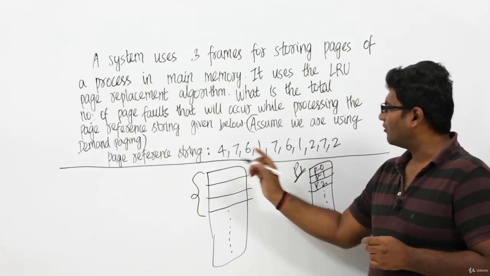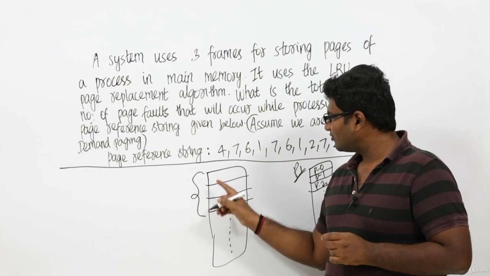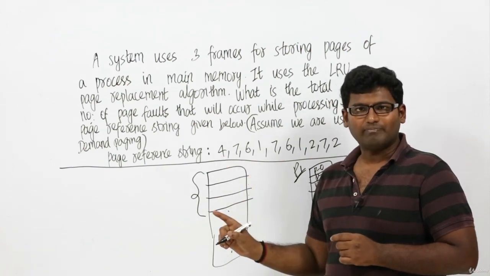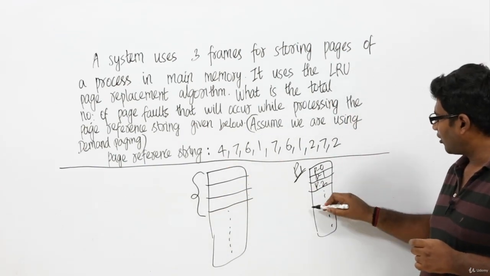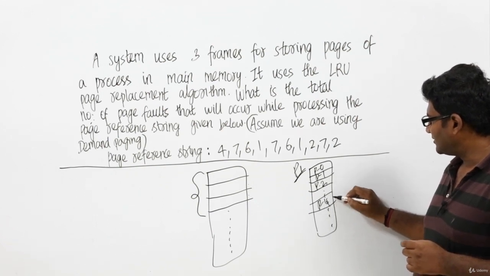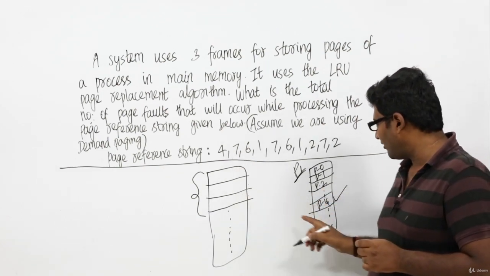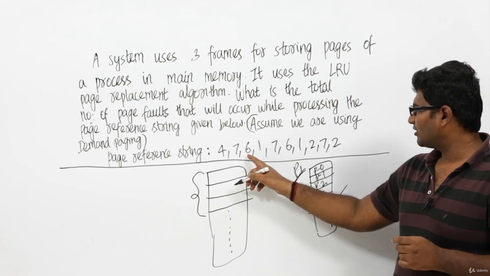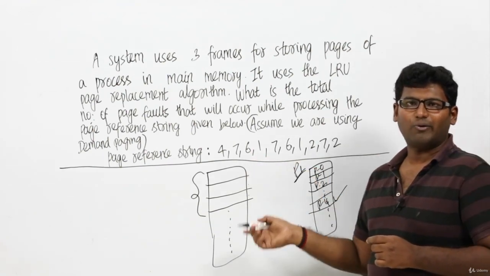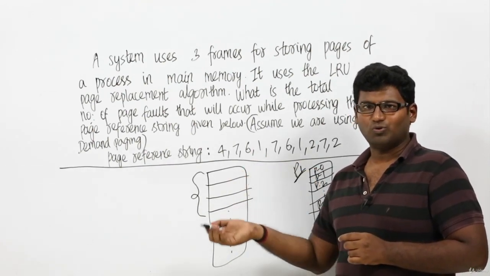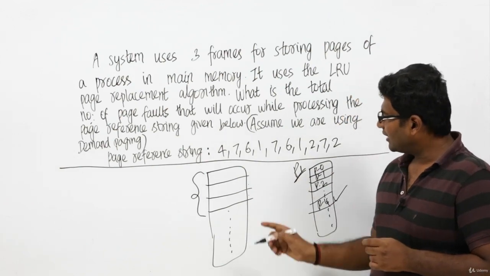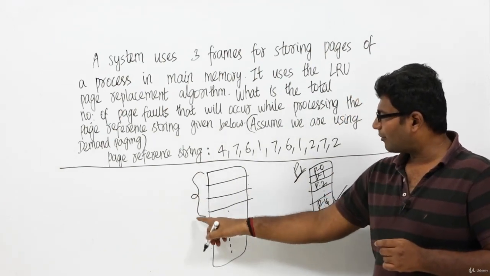Now this is what they have given. CPU is initially requesting for page number 4 of process P1. Then CPU is requesting for page number 7 of process P1. Then it is requesting for page number 6 of P1. Then it is requesting for page number 1 of P1 and so on, right? Fine. And also they have told that 3 frames are allocated for process P1.